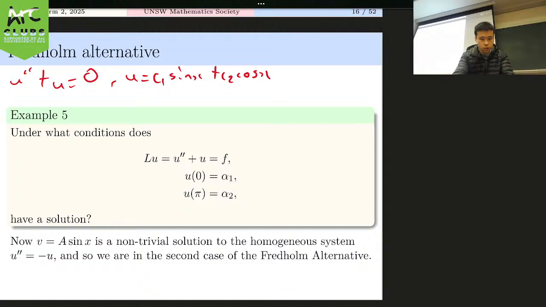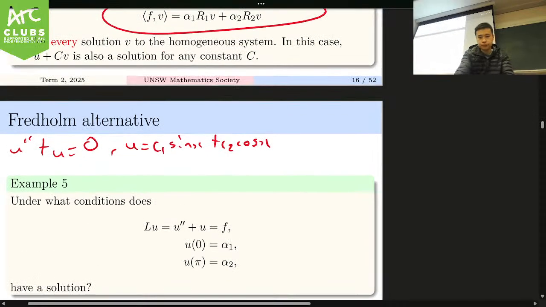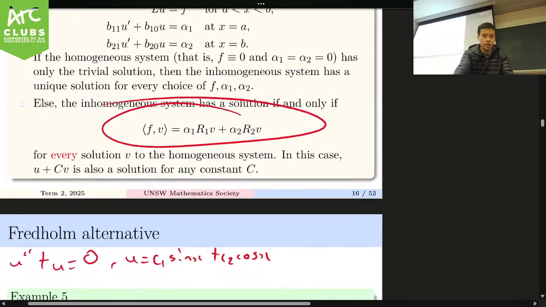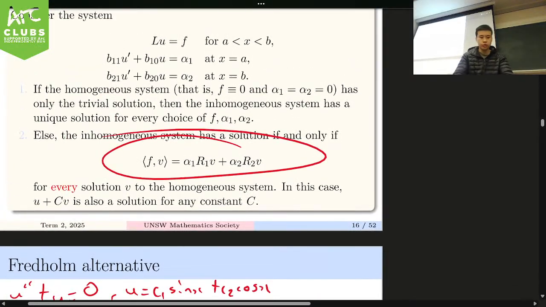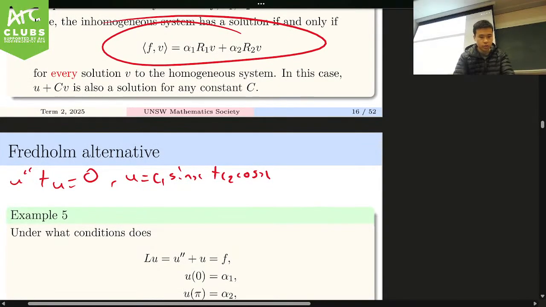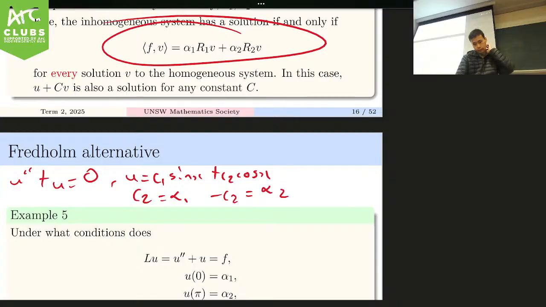Non-trivial. Oh yeah, okay. We're saying obviously our solution here is not going to be trivial. It's similar to what I just did. When you sub in 0, C2 is going to be equal to alpha 1. But then if you sub in pi, negative C2 is equal to alpha 2. So what we can see there is alpha 1 is equal to the minus of alpha 2. That's kind of interesting.